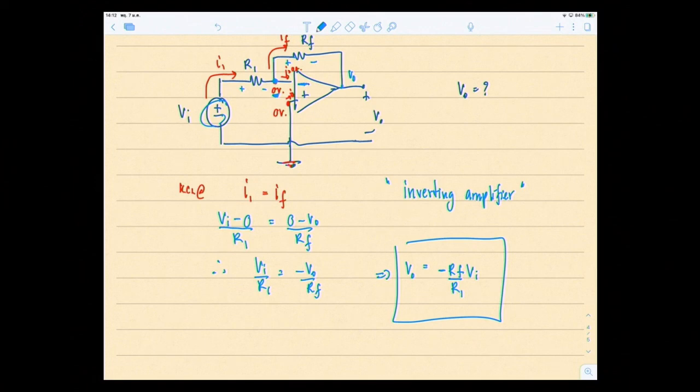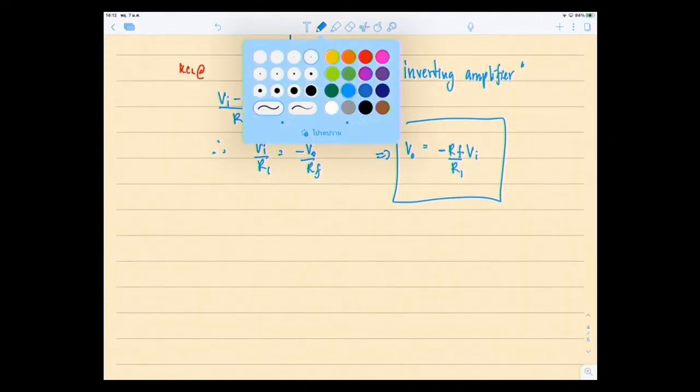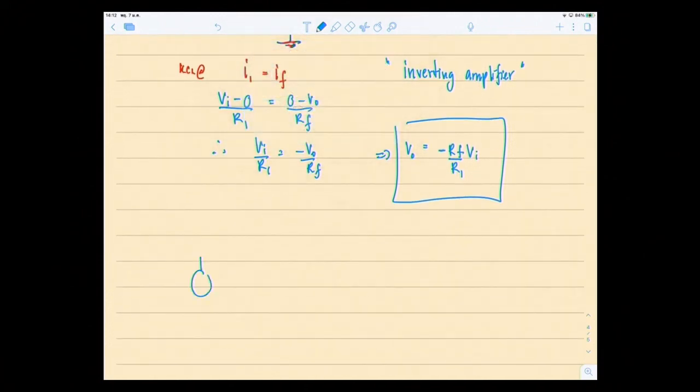Most of the time when we deal with op-amps, we approach them with nodal analysis first. So I'm going to do some examples. Let's do this one right here. I'm going to have this example for you. VS.